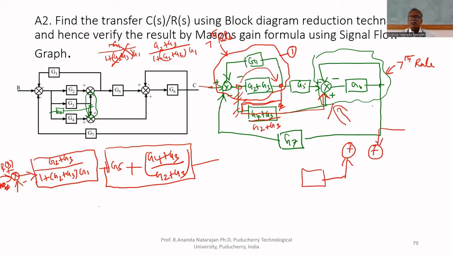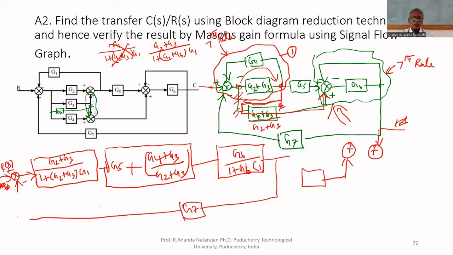Here, the unity feedback path is coming. Therefore, this G6 can be written by the 7th rule: G6 upon 1 plus G6 multiplied by 1. Why 1? Because it is unity feedback, no block is there, so the value is 1. That's why multiplied by 1. Now the feedback G7 is there. That's all.